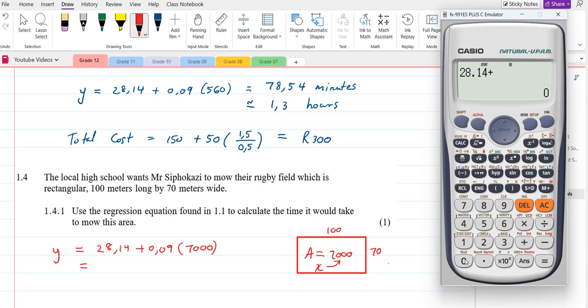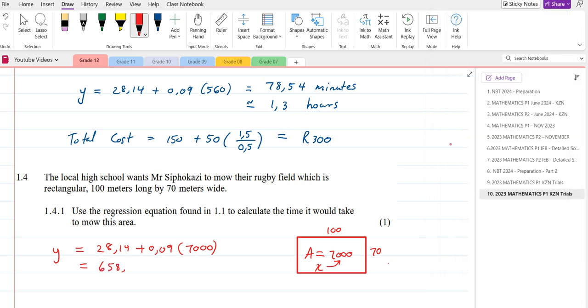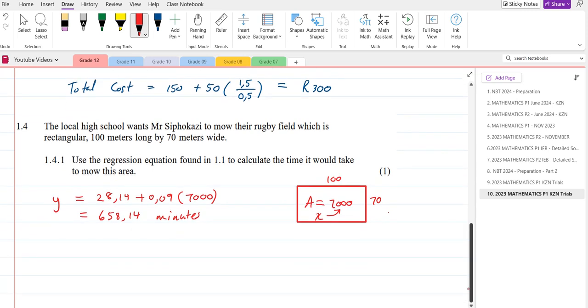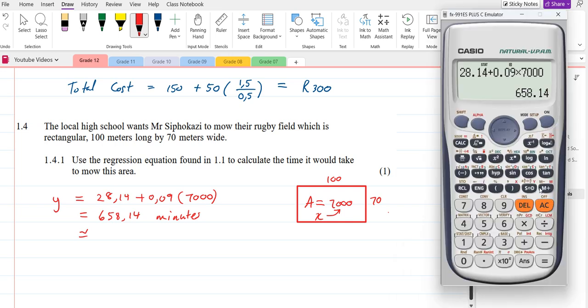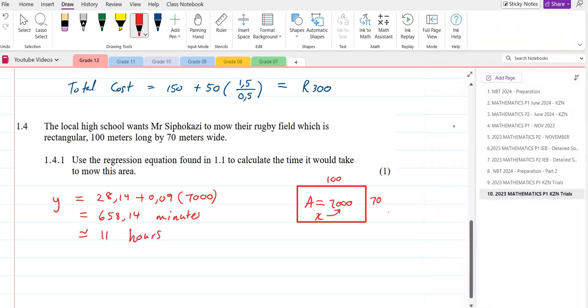28.14 plus 0.09 times 7,000. So 658,14 minutes. Right, so it's going to take him about 658 minutes, which is approximately 658 minutes divided by 60 to get it in terms of hours. So which is approximately 11 hours. Right, let's move on to the next question.